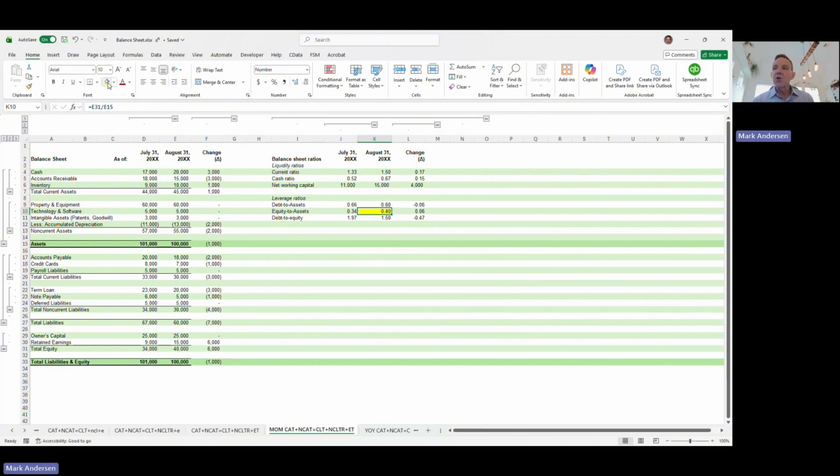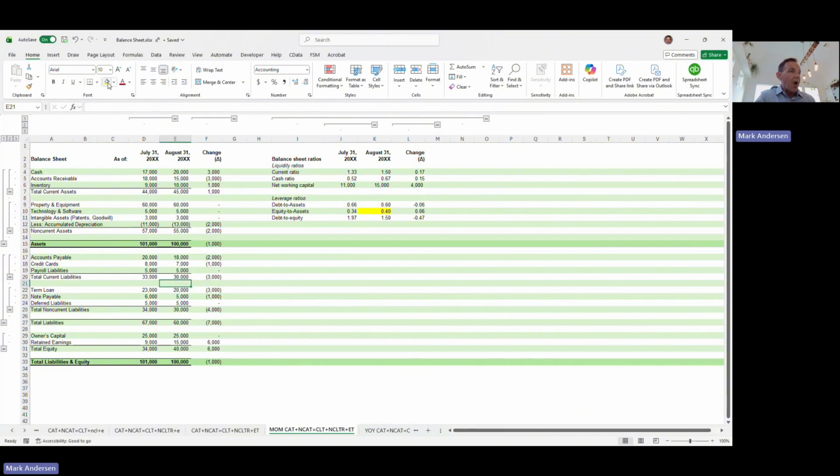Can I get a loan with my current balance sheet if I have to have 40% equity in the business? What do you think the answer is? It's no. Because let's think about what this looks like post-loan.